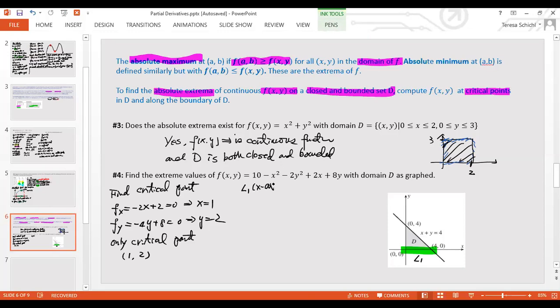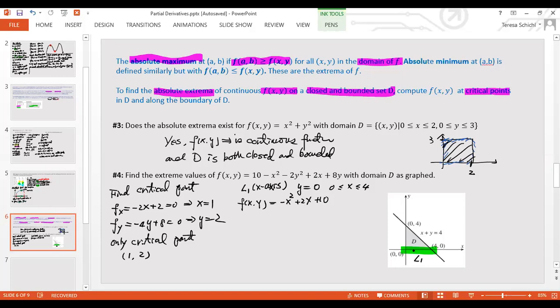The one I highlighted in green here. So y equals 0. What is my x value? x is from 0 to 4. Now with y equal to 0, my f of x, y is equal to what? My f of x, y will be negative x squared plus 2x plus 10, because all the y terms cancel. So I have 10 minus x squared plus 2x.